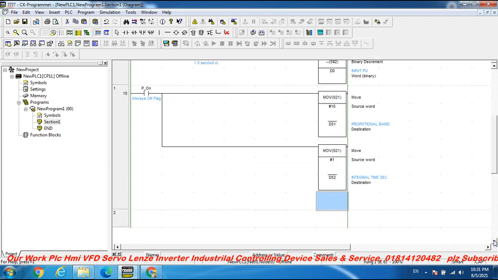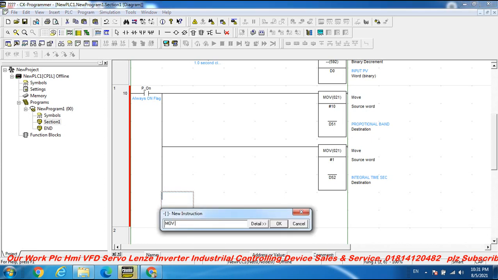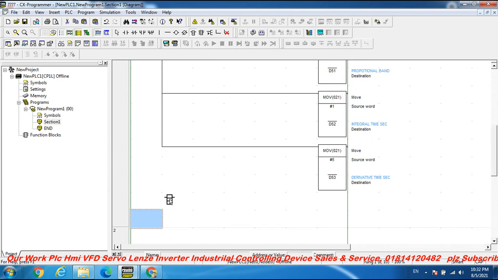And now write derivative time, second. Instruction move hash 1, sorry, 5 and D53 derivative time. Derivative time second.